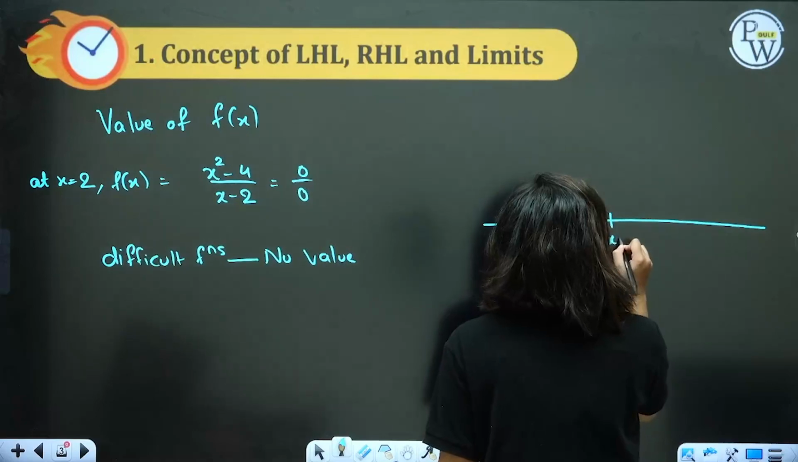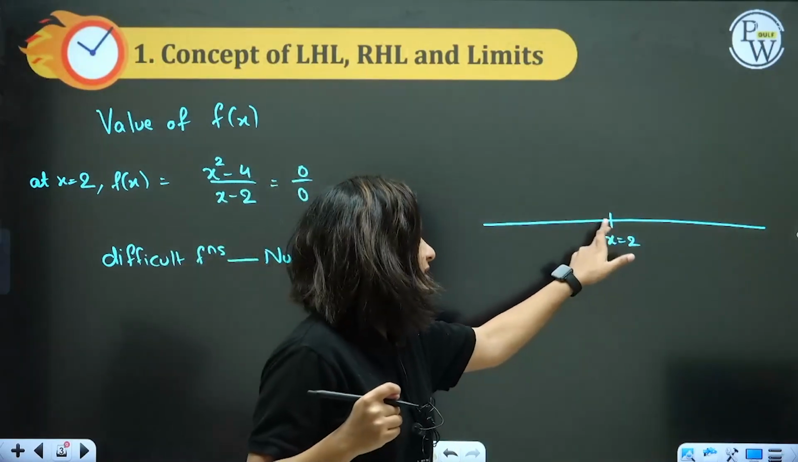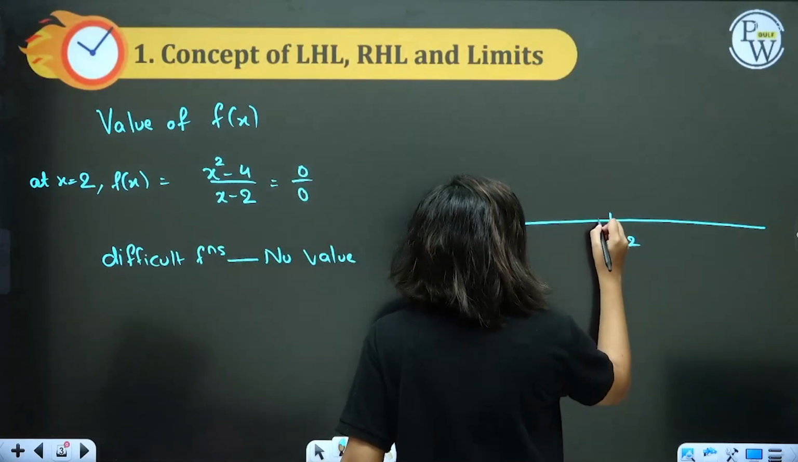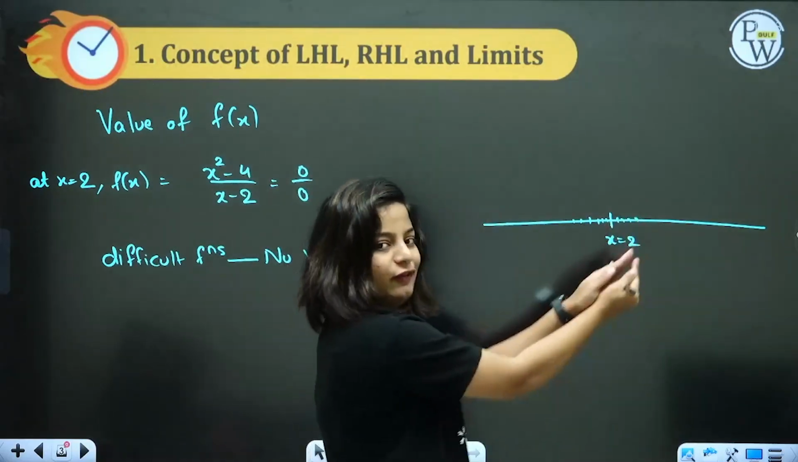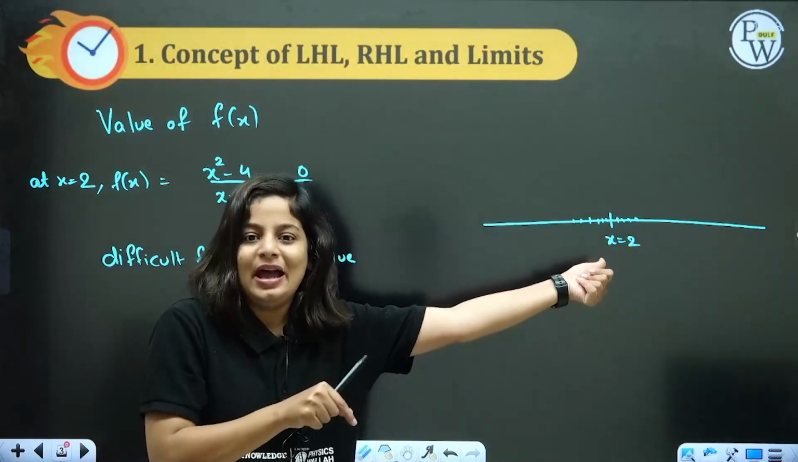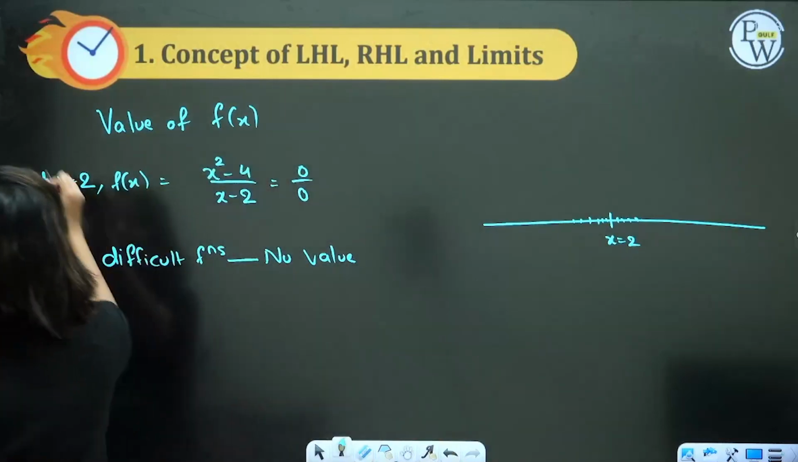I don't know about the value of this function at x equal to 2. Common sense says that I will find its value in the nearby region. I will find its value in the very nearby regions, like before 2 and after 2, I'll try to find the value, and that should give me an idea for what is the value of the function at 2. With that common sense, we proceeded with limit.